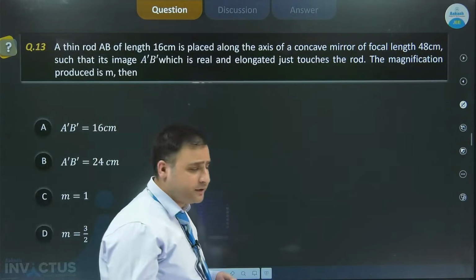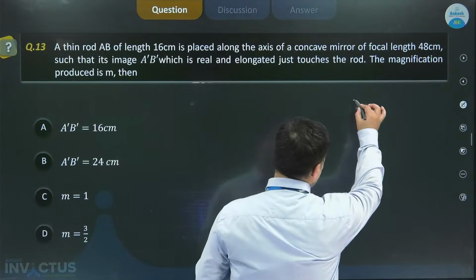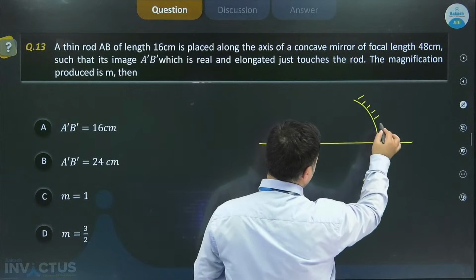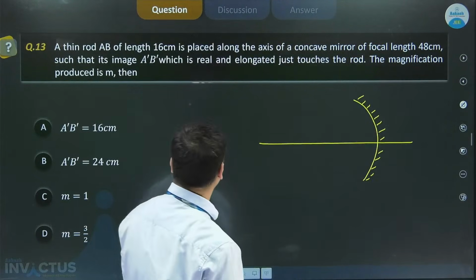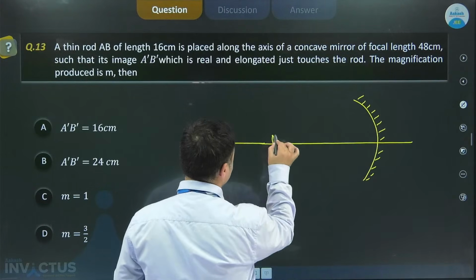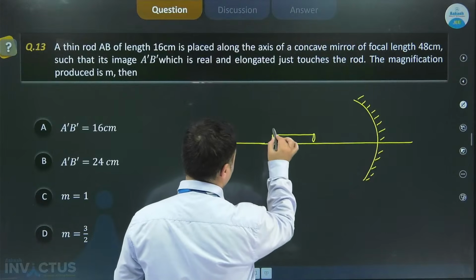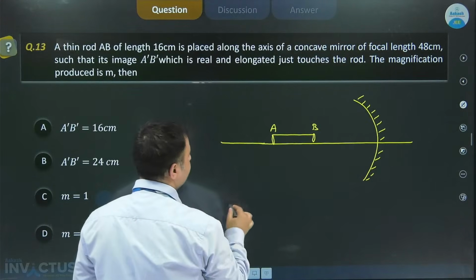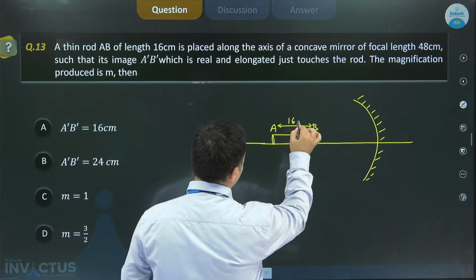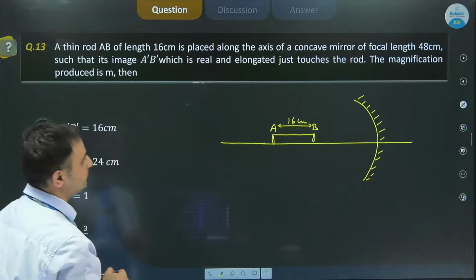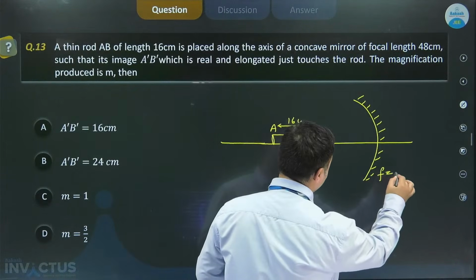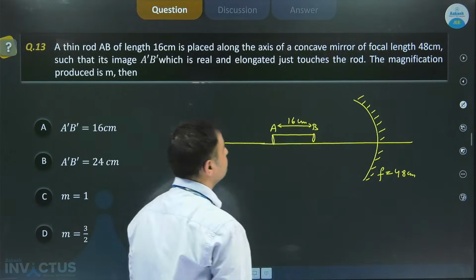So we have a concave mirror, and at some distance from this concave mirror we have placed a rod, and the length of this rod is given to us. Suppose this is the rod, and we call it AB. Its length is given to us as 16 centimeter. Now the focal length of the concave mirror is also given: 48 centimeter.